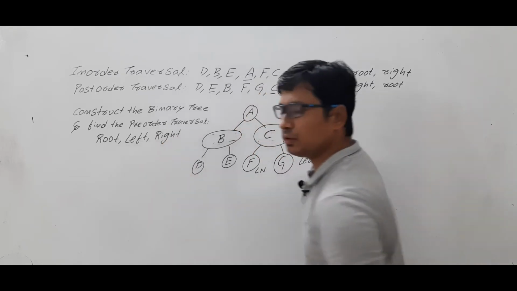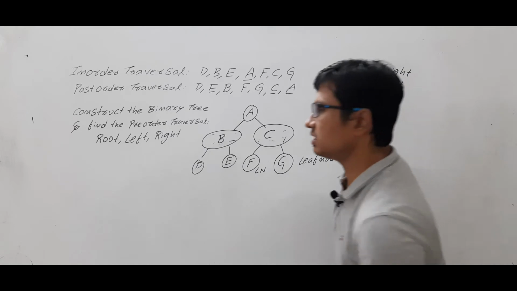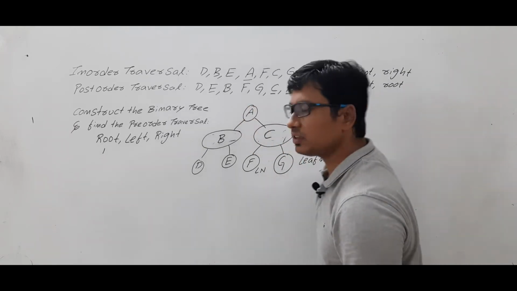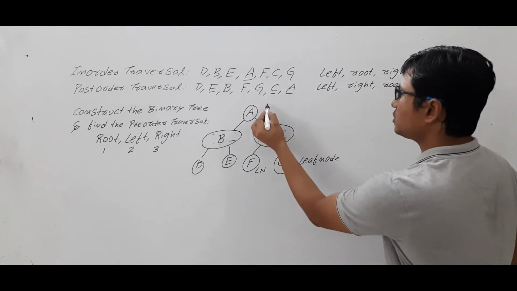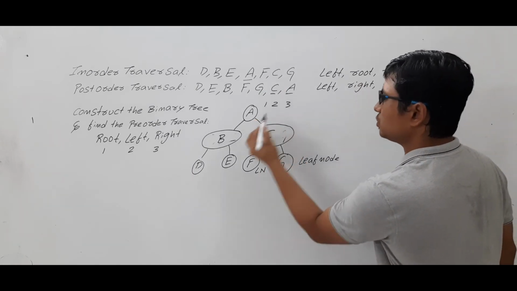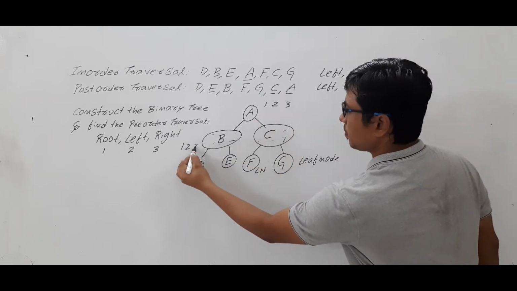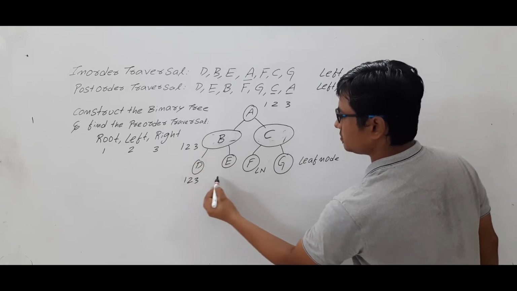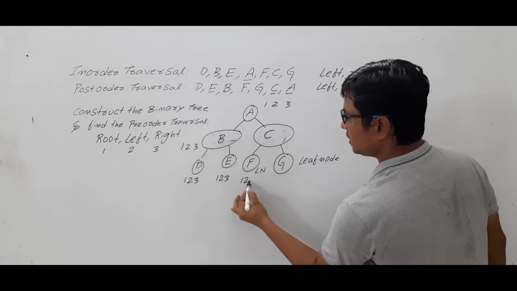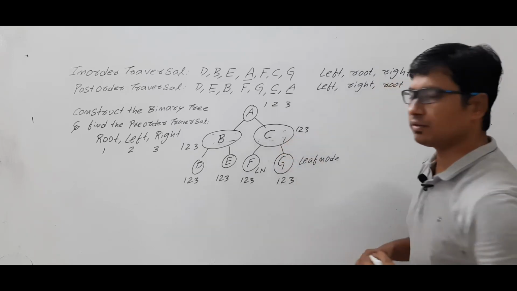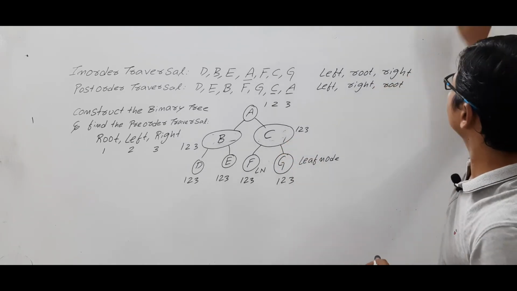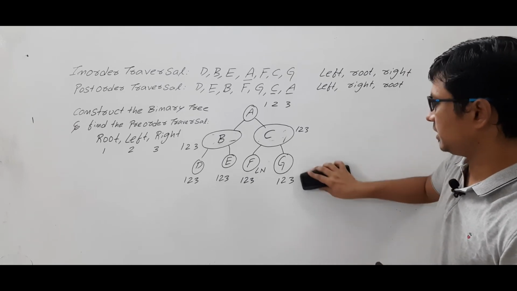Okay, so to make the process easy, let me write this as step 1, this is step 2, this is step 3. At each node you can write it as 1, 2, 3, so that you can easily construct the pre-order traversal from this given binary tree, or the constructed binary tree.